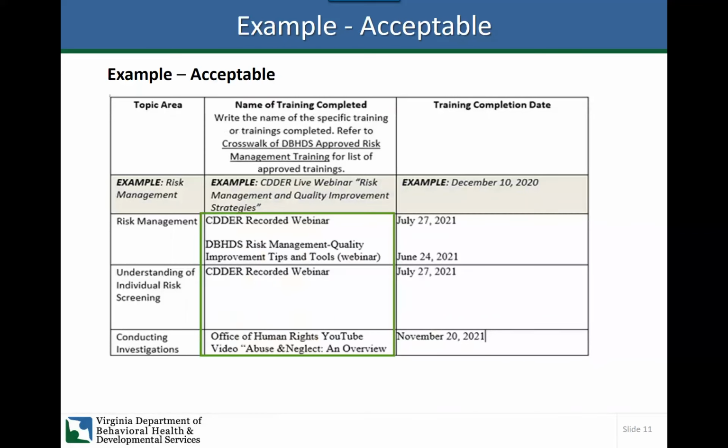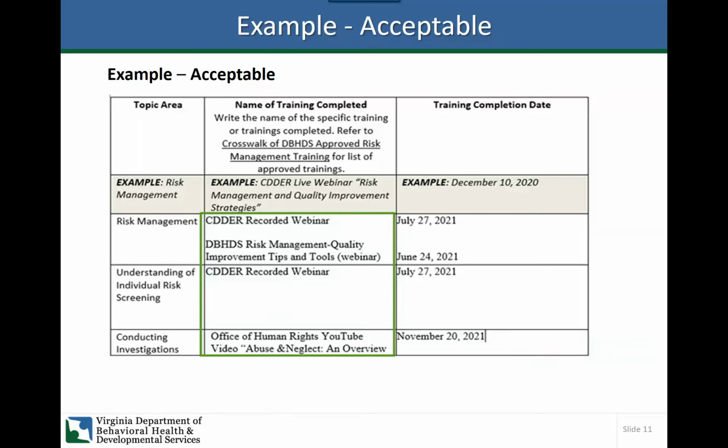In this example, the staff member watched the CDDER recorded webinar, which is on the Office of Licensing webpage, and they even attended a training that we did in June. And then later, they watched the Office of Human Rights YouTube video on conducting investigations. They completed it and they put the date on which they completed it.